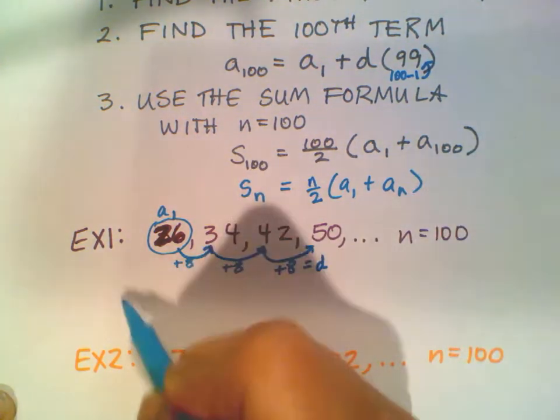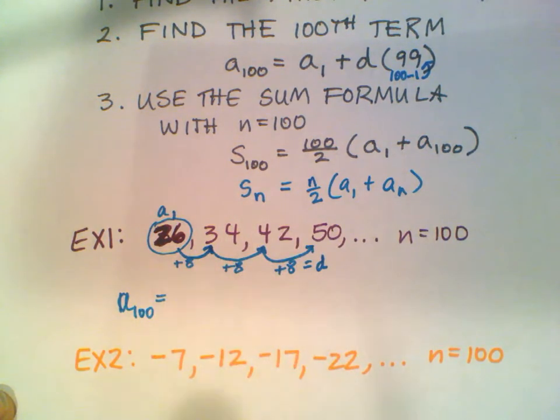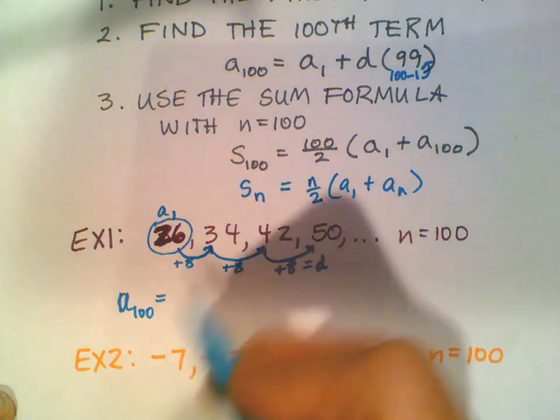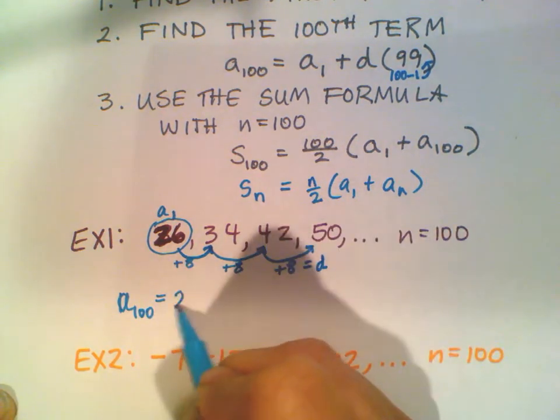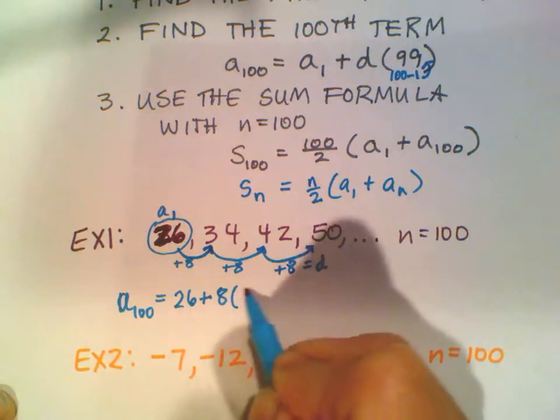So then to find my 100th term, my a sub 100, when I say that, that's sub as in subscript, a sub, like sub sandwich, a subscript 100. I just abbreviate that. And that is the first term plus the common difference times 99.